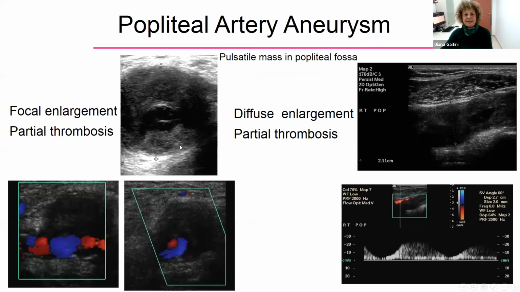These are 2 cases of popliteal artery aneurysma that appear as a pulsatile mass in the popliteal fossa. This is a focal enlargement, and this is a diffuse enlargement. In both cases, we have a thrombus inside, leaving an open lumen with a turbulent flow.